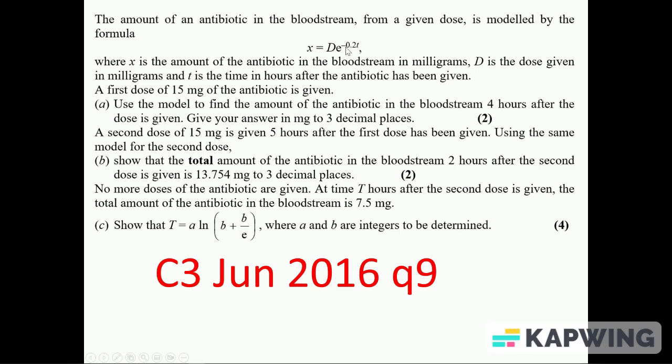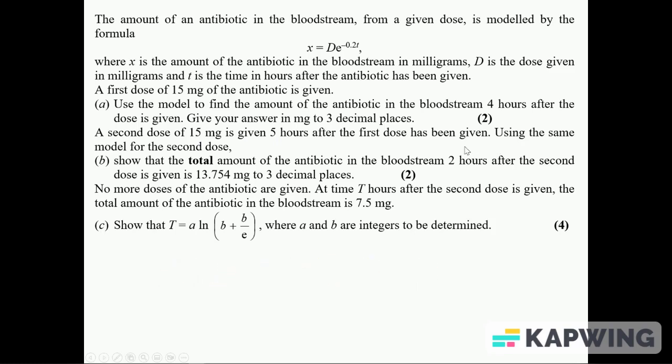So it's going to decrease because you've got a minus there, minus 0.2T. The first dose of 15 milligrams is given. I'm going to find out how much is in the bloodstream 4 hours after the dose. Then a second dose is given 5 hours after the first dose, and we find out how much of the whole thing there is later.